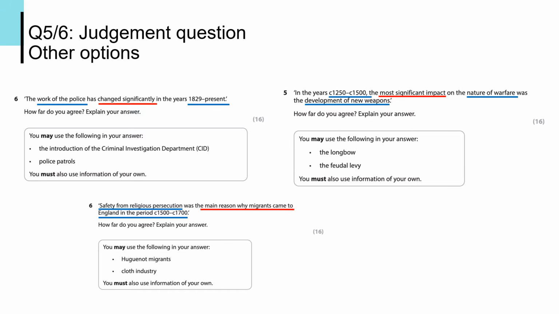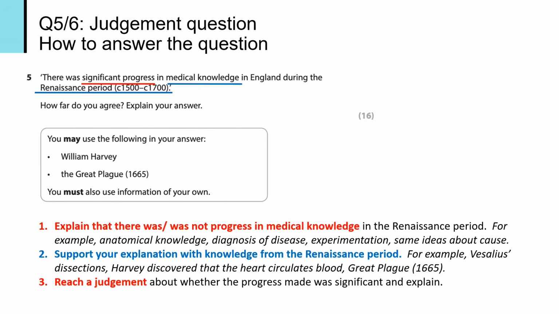You are looking for what do you need to explain, and this has been highlighted in red for you. And what knowledge do you need to use? What time period do you need to use to support your explanation? This has been highlighted in blue for you. Have a look carefully for the question for the paper that you are doing. So let's return to our question from the Medicine in Britain paper.